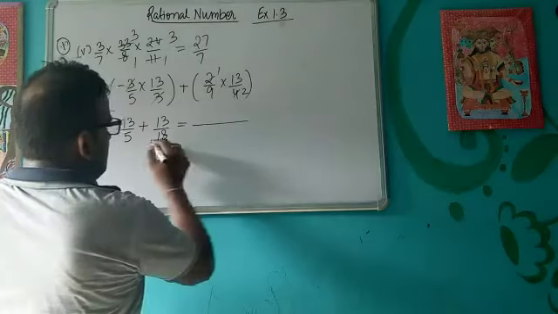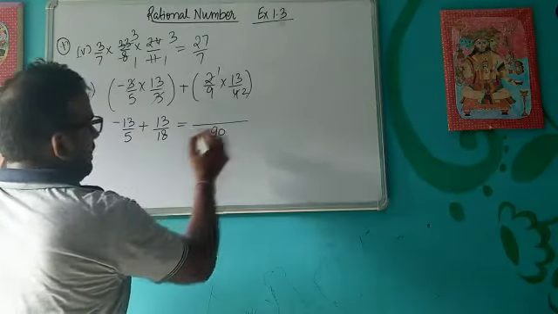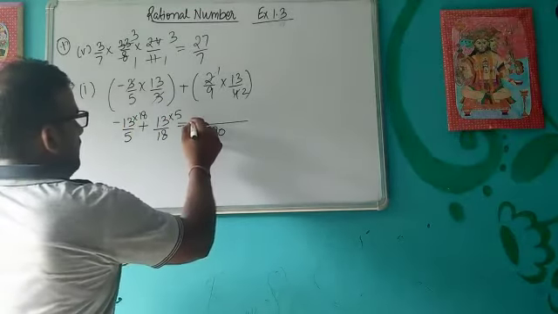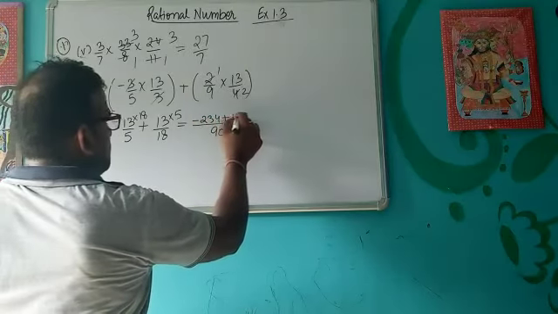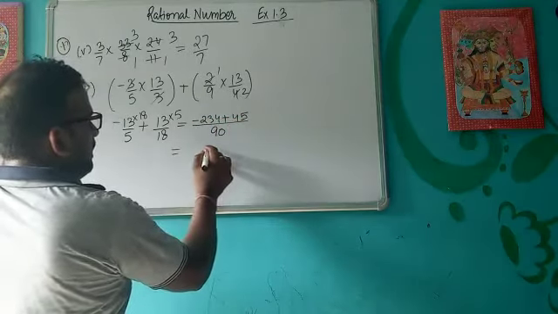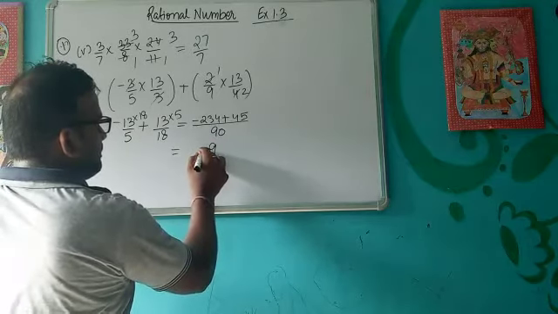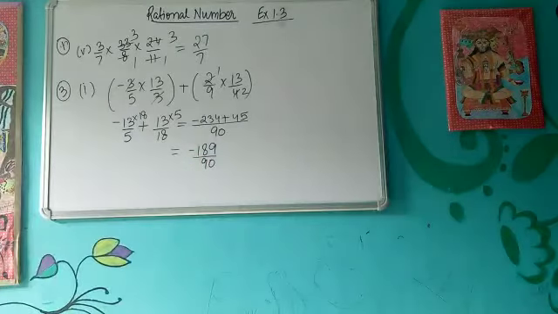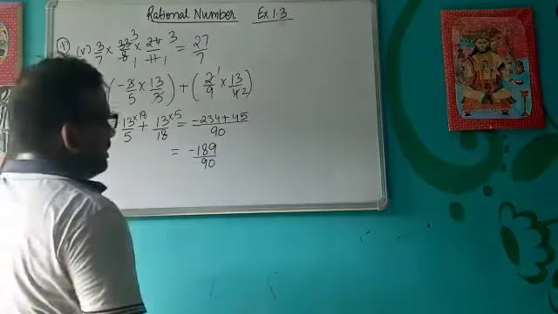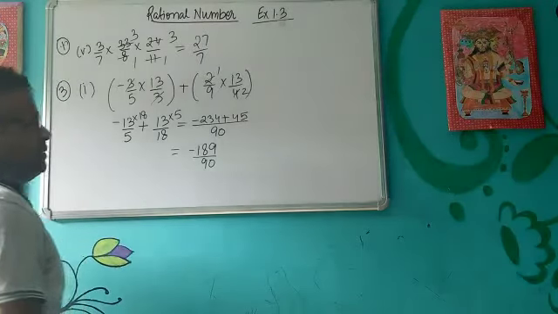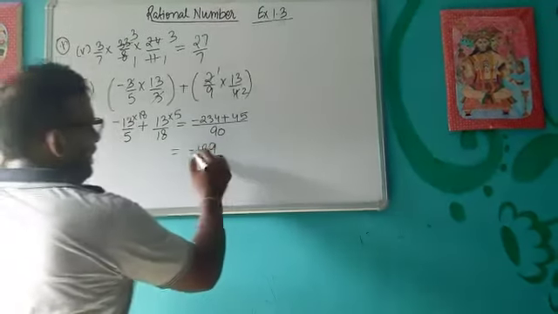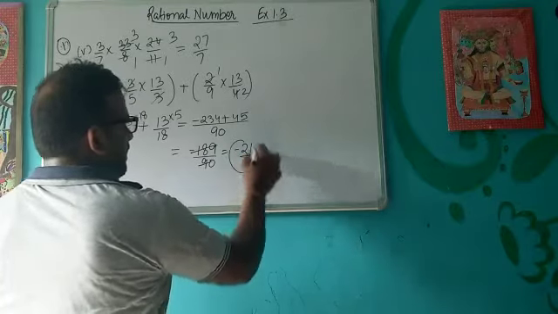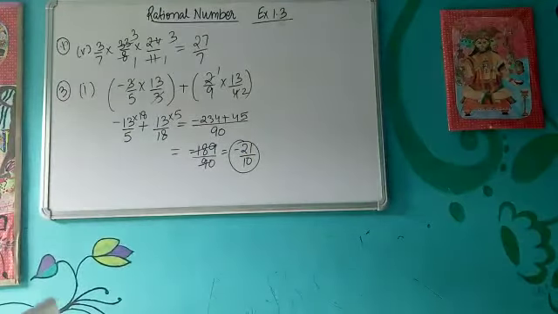Then you will take the LCM. 18 and 15 LCM will be 90. 15 into 18 and 18 into 5. So you will get 234 plus 45, and finally your answer will be 2. Then if you wish to simplify it one more time, you can simplify 9. So minus 21 upon 10 will be your answer.